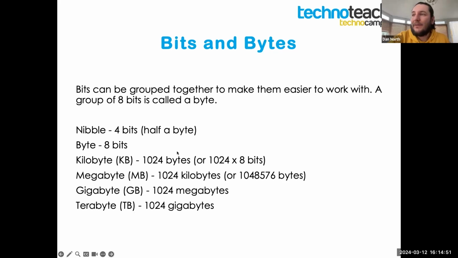And then we have a kilobyte, which is 1024 bytes, or 1024 times 8 bits. A megabyte is 1024 kilobytes, or, I can't even read that number, 1,048,576 bytes. A gigabyte is 1,024 megabytes. A terabyte is 1,024 gigabytes. At least this is what we're taught when we're young.